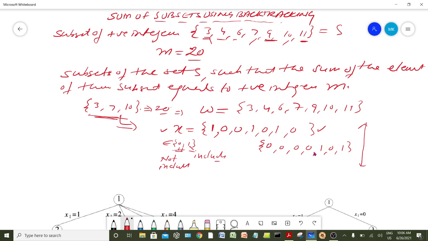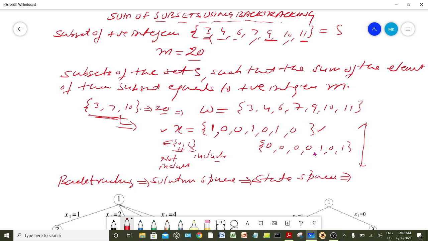Now let us discuss the possible solutions for this sum of subsets problem using backtracking. We all know that while solving any problem using backtracking we need to consider a solution space, which is seen in the form of a state space tree, and then from the state space tree we need to reach the answer nodes, or answer states. This is the probable sequence of solving any problem using the backtracking approach.